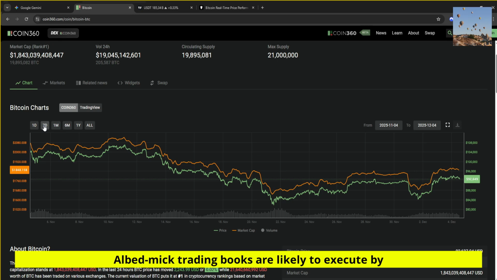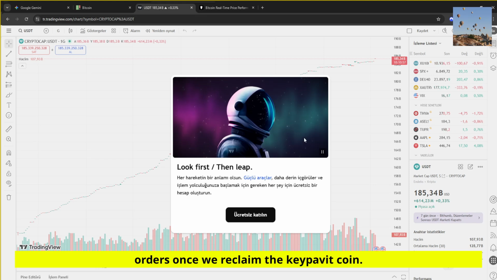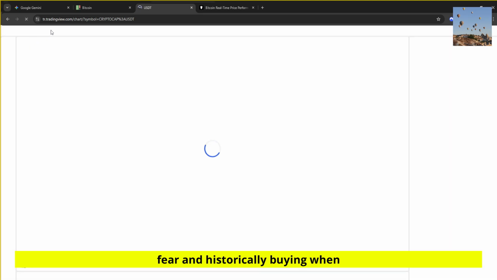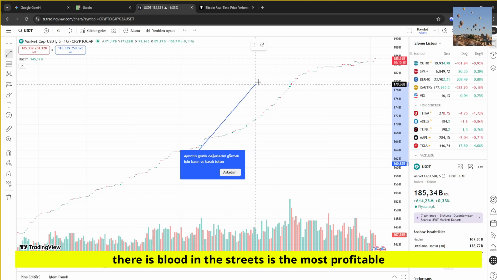Algorithmic trading books are likely to execute buy orders once we reclaim the key pivot point. The market sentiment has reached a level of extreme fear, and historically, buying when there is blood in the streets is the most profitable strategy.